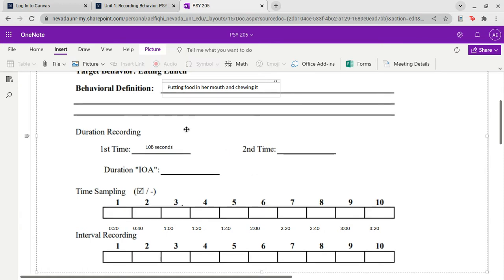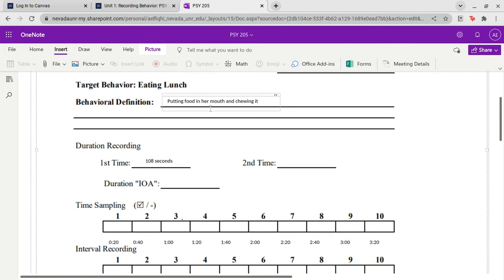Okay, so then you go through and you think about, okay, well, when I watched the video, did I have trouble deciding if something was the behavior or not? And so maybe let's just say the first time you counted just putting food in her mouth, but then upon watching the video, you realized, well, sometimes she put the food in her mouth, but she didn't really chew it. So I don't know if I would count that as eating lunch. So let's say the second time around, you add the chewing component.